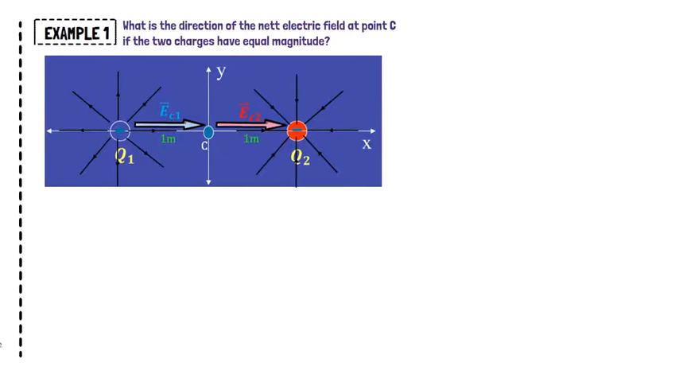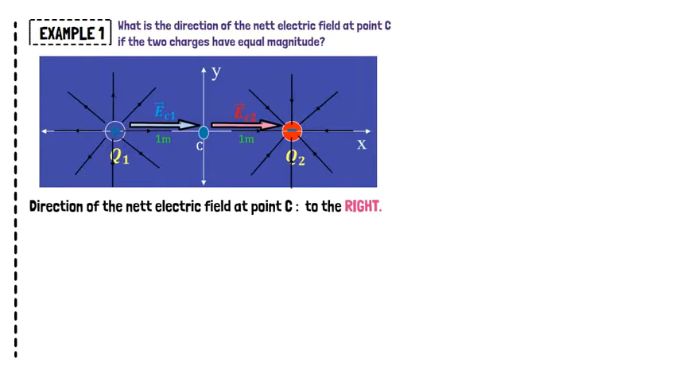Okay, so if you want to determine the direction of the net electric field at point C, since kedua-duanya EC2 ke kanan dan EC1 juga ke kanan, therefore the direction of the net electric field at point C pun ke kanan, iaitu to the right. Boleh? Direction ni penting ya, sebab bila kita jawab soalan electric field, you mesti tahu direction dia ke arah mana. Okay? So now let's try to proceed with this question.